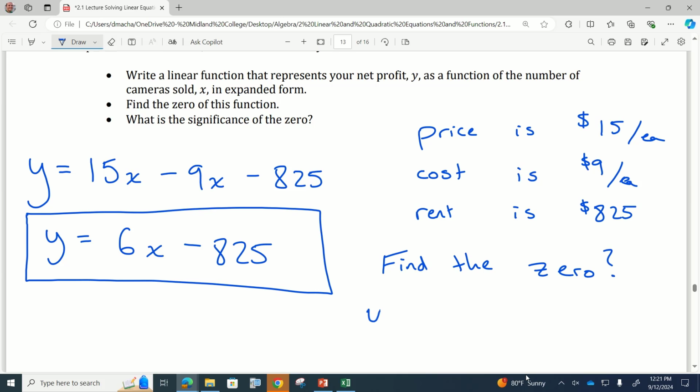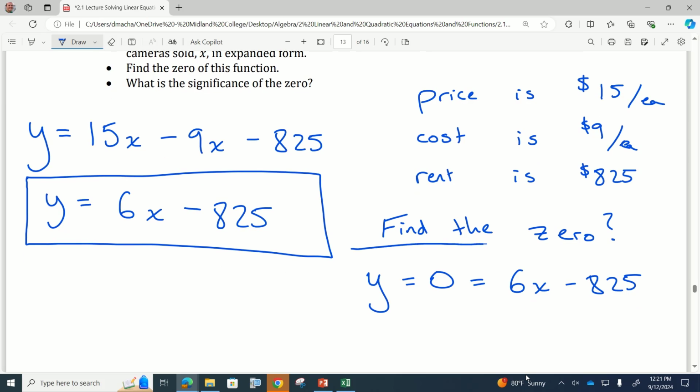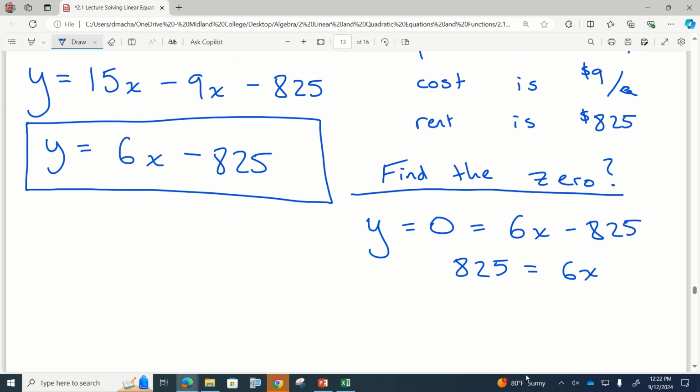The zero is the point we get whenever I set y equal to 0. And we ask, what is the x value that makes y equal to 0? And so I would add 825 to both sides of this equation. And then finally, to solve for x, I would divide everything by 6.